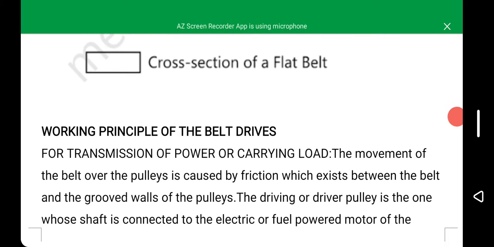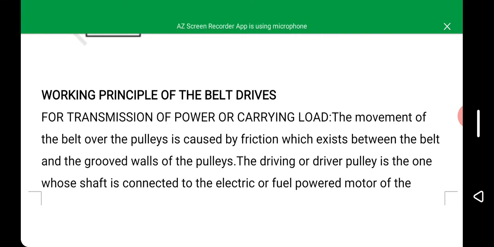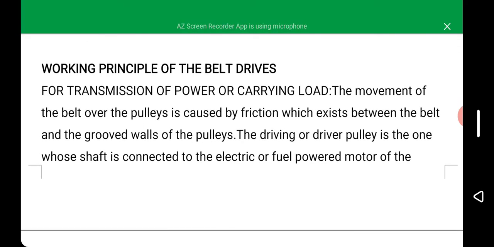So what is the working principle of the belt drive? How does it work? The working principle of the belt drive is for transmission of power or carrying load. The movement of the belt over the pulley is caused by friction, as we all know, which exists between the belt and the groove wall of the pulley.